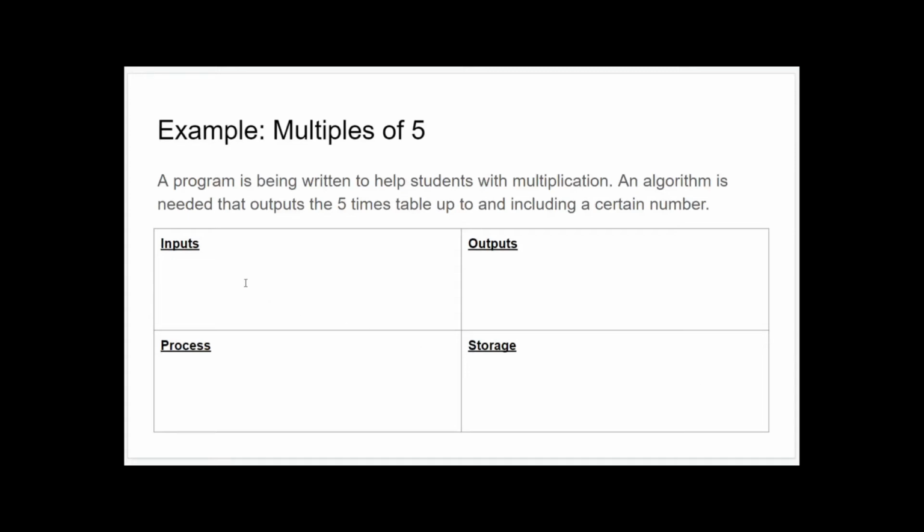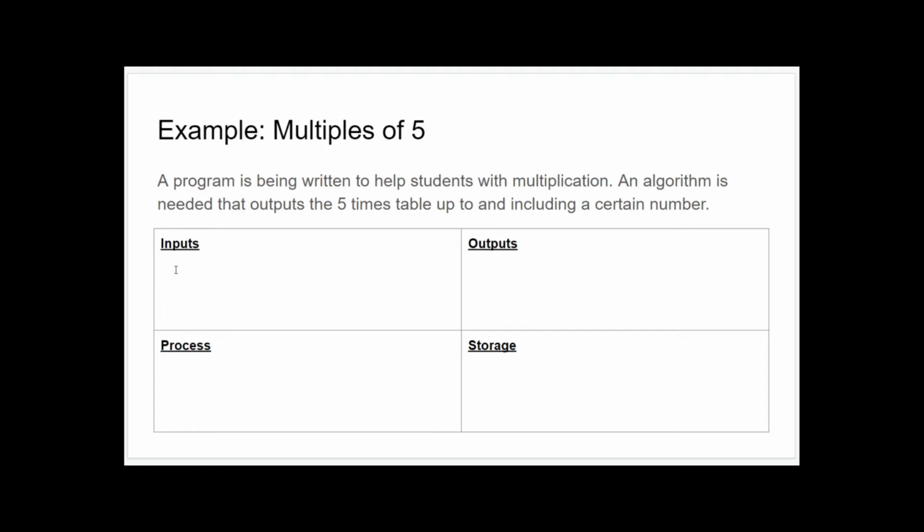Okay, in this video I'm going to take you through how to draw an IPSO chart for this algorithm here. The algorithm is an algorithm to output the 5 times table, and it says here a program is being written to help students with multiplication. An algorithm is needed that outputs the 5 times table up to and including a certain number.